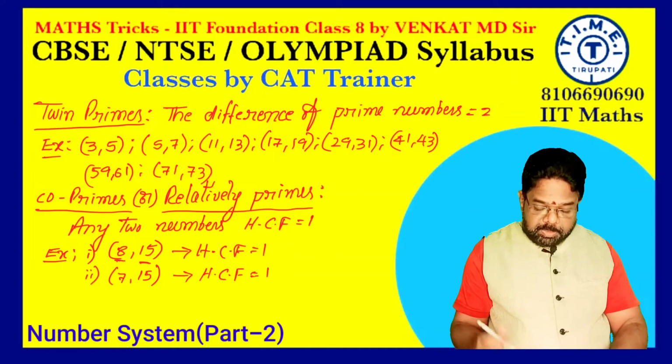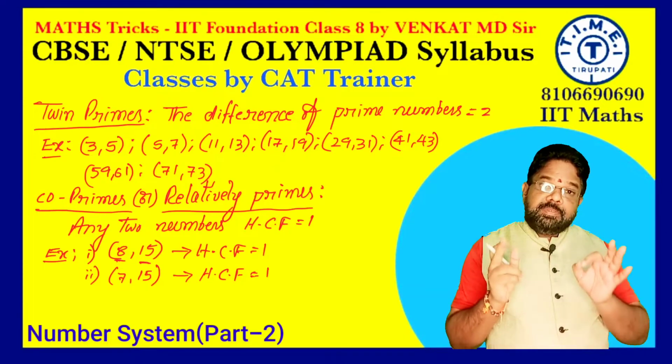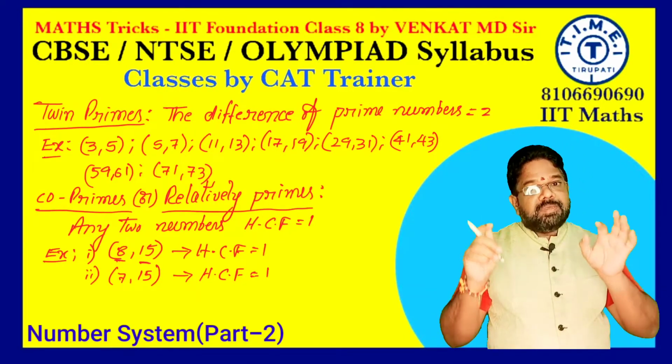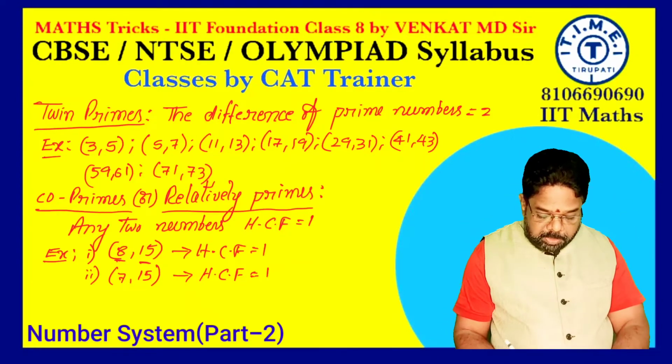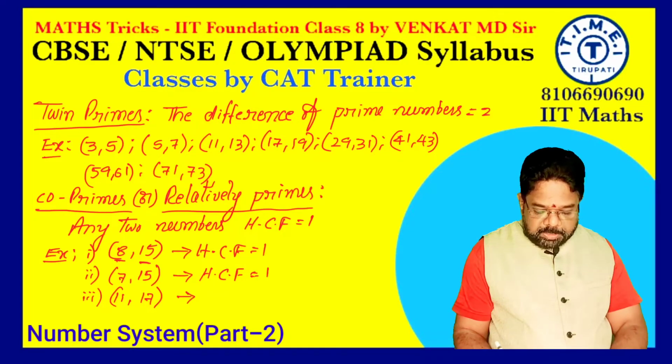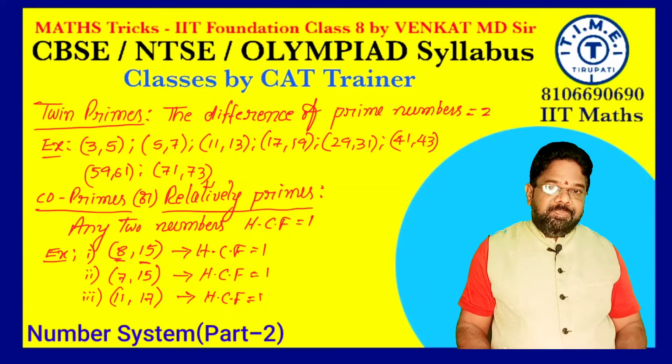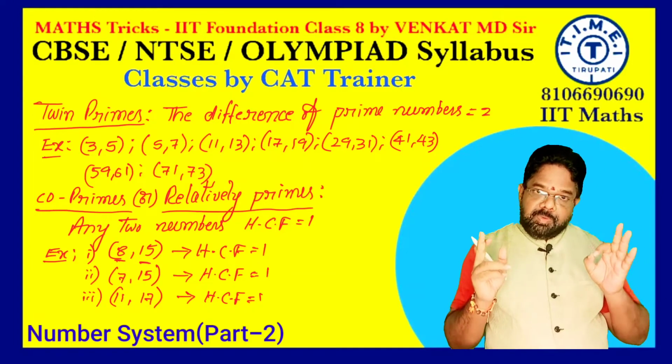So any two numbers with HCF 1. But by observing here, 7 is a prime number and 15 is a composite number, but that pair is called co-primes according to our definition. Let it be both prime numbers. Suppose let it be 11, 17. A prime number is divisible by 1 and itself only. So all the prime numbers are divisible by 1 only.